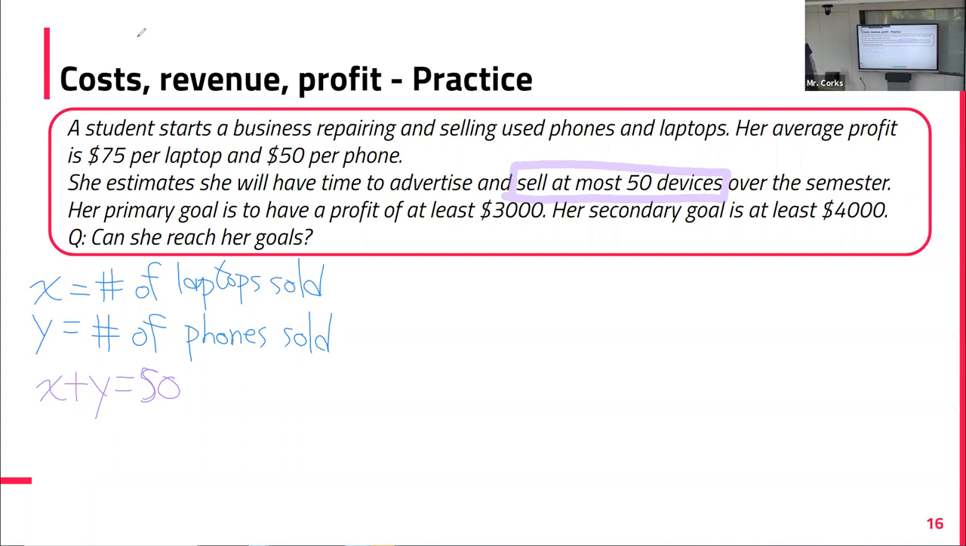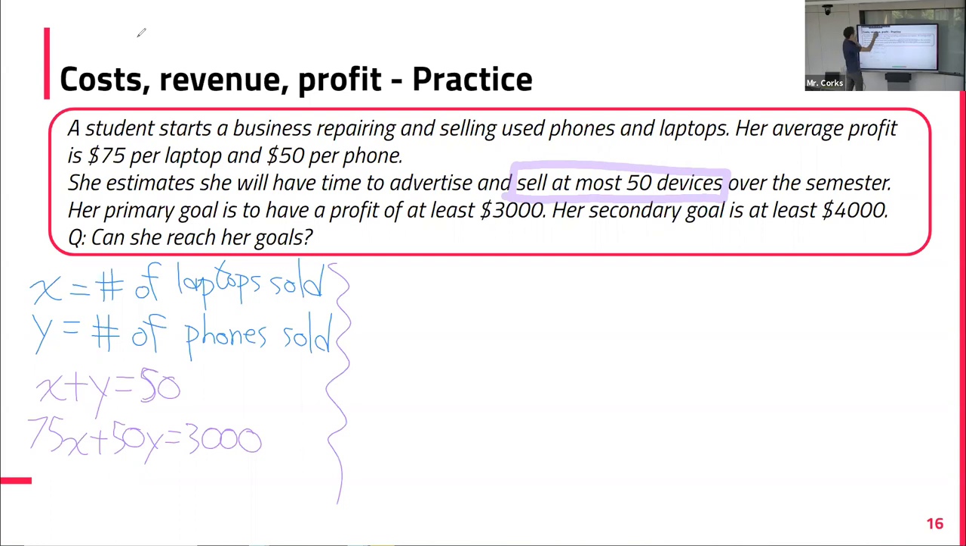All right, so x plus y equals 50, and we need another equation. 75x plus 50y equals 3,000 for the first goal here. Some people were first saying, well, x is equal to 75. It's not that. 75 is the coefficient on the x. They're connected, but it's not the actual x value here. All right, so two equations, two unknowns. This now looks like a solvable problem.